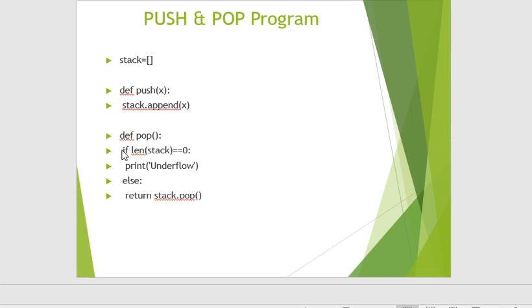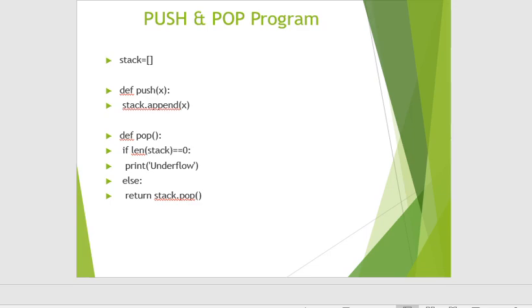The other one is pop. We are defining pop. If the length of stack equals 0, it means there is no element in the stack. Then it is going to print underflow, meaning we can't remove an element, since there is no element existing. Otherwise, this function is going to return the value which is popped. So it will remove the element and the function will also return the value.